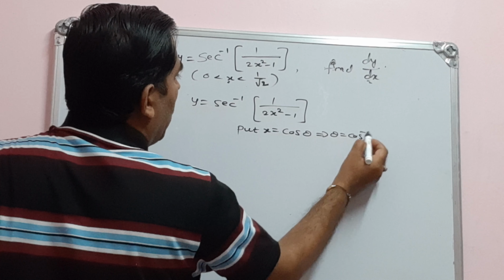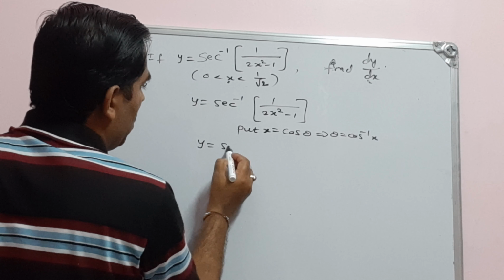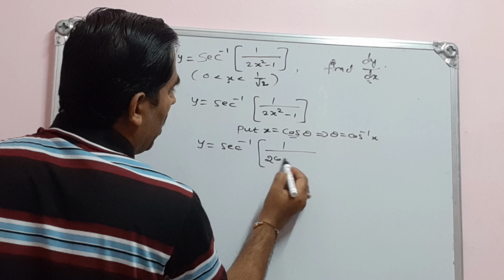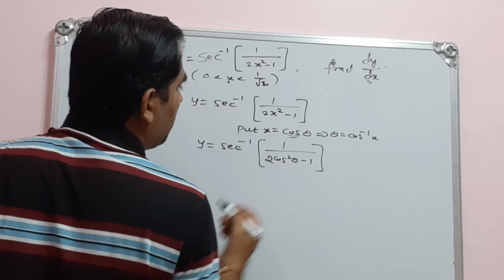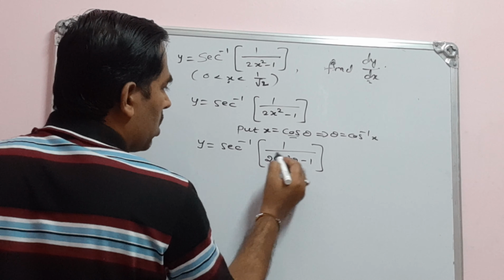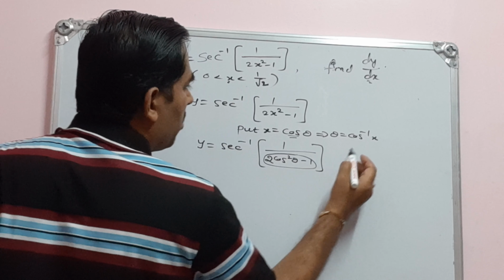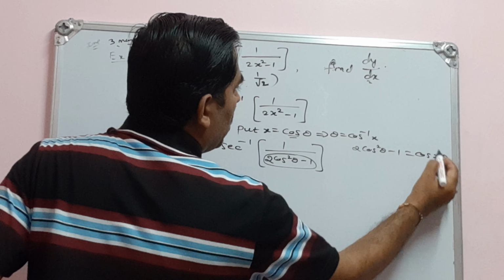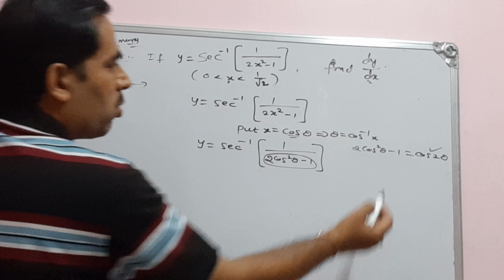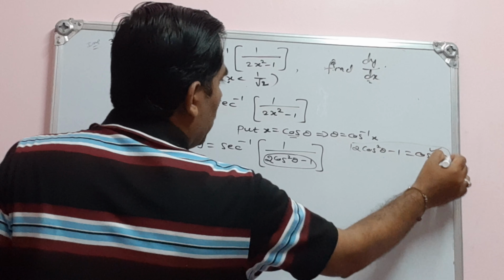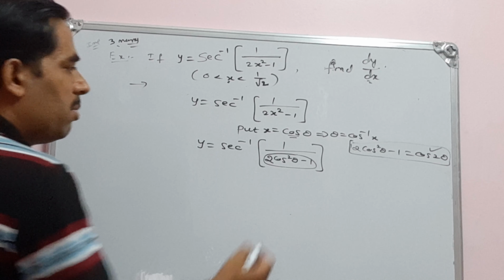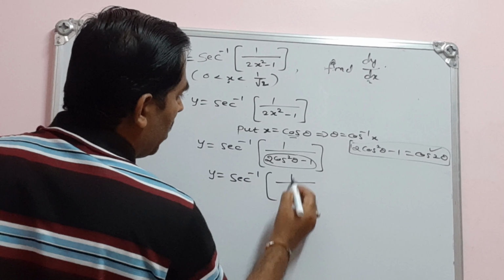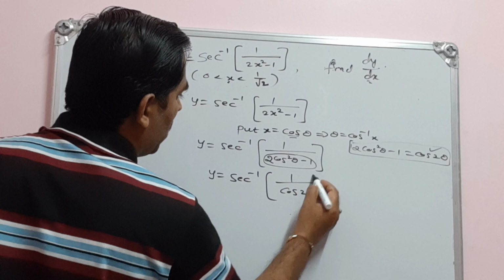If I solve for theta, I will get cos inverse x. Now see what happens to this expression, secant inverse of 1 by 2x square minus 1. Since x means cos theta, this is 2 cos square theta minus 1, so the denominator becomes 2 cos square theta minus 1. We know the formula: 2 cos square theta minus 1 can be written as cos 2 theta. You have to recall this result; it is very, very important. So that will be secant inverse of 1 by, and this whole thing is nothing but cos 2 theta.